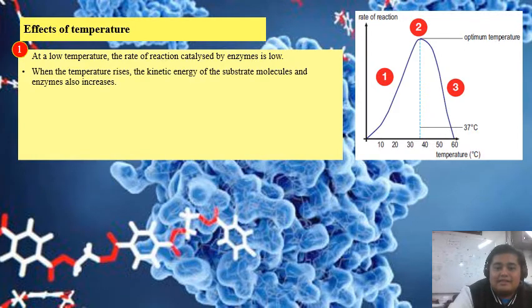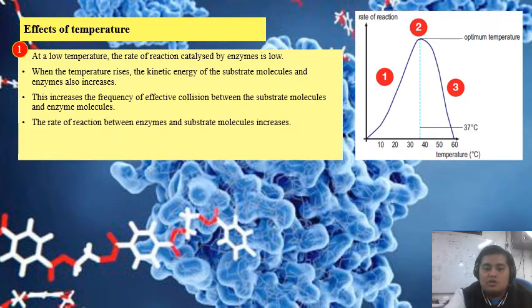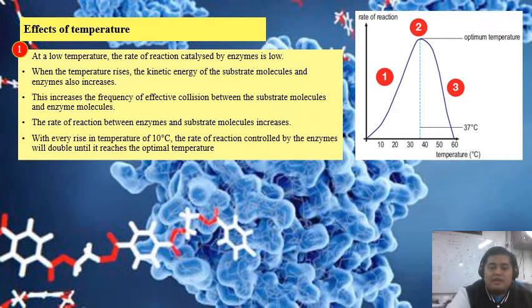When the temperature rises, the kinetic energy of the substrate molecule and the enzyme also increases. Bila suhu makin naik, struktur molekul itu akan mula vibrate, menghasilkan tenaga kinetik. So the increase in the frequency of the effective collision between the substrate molecule and the enzyme molecule, dia juga akan menyebabkan kadar tindak balas meningkat antara enzim dengan substrate molecule. With the rise of every temperature of 10 degrees Celsius, the rate of the reaction controlled by the enzyme will double until it reaches their optimal point.